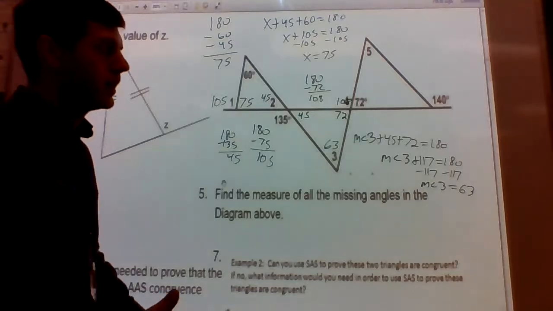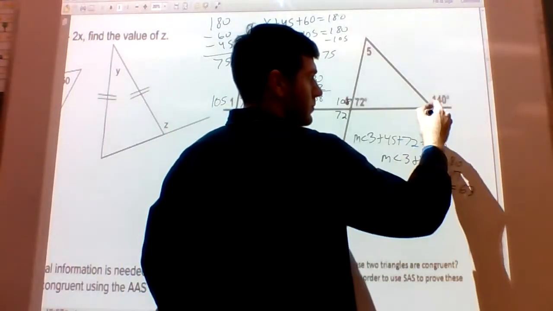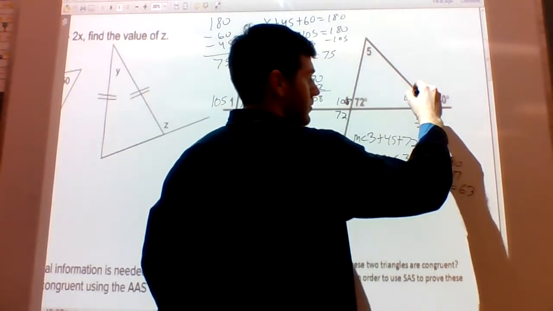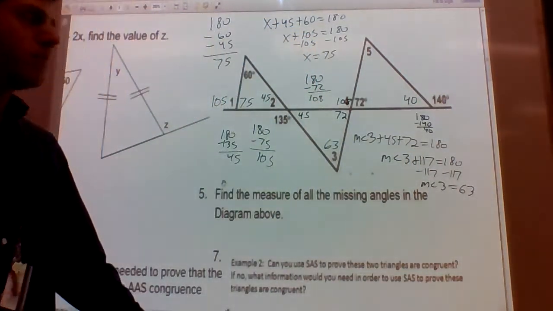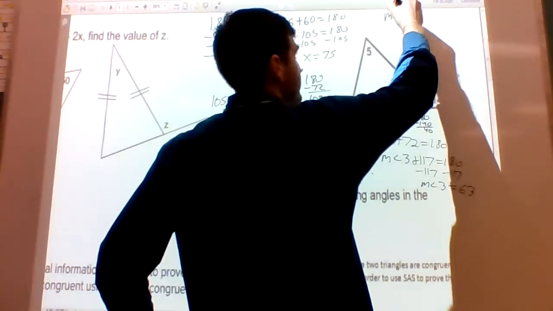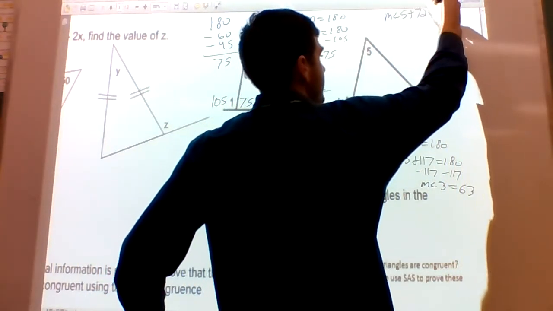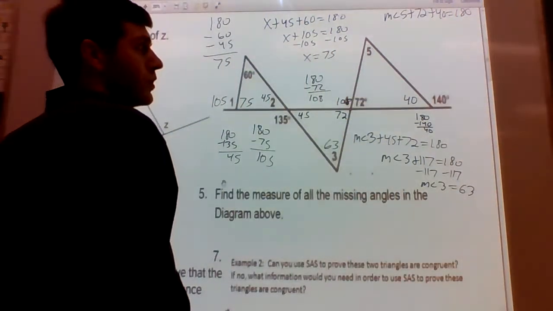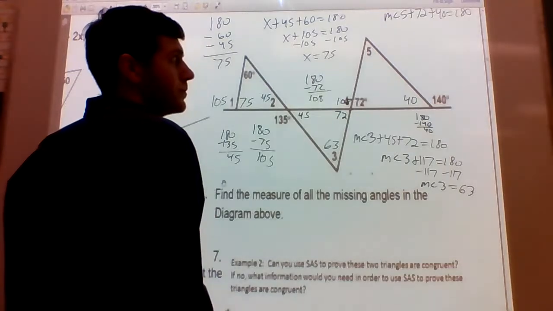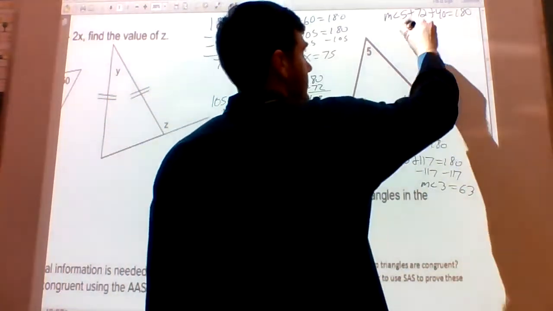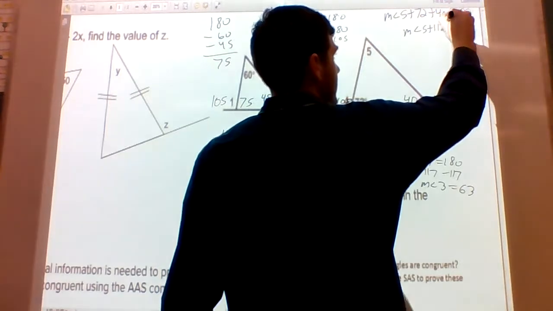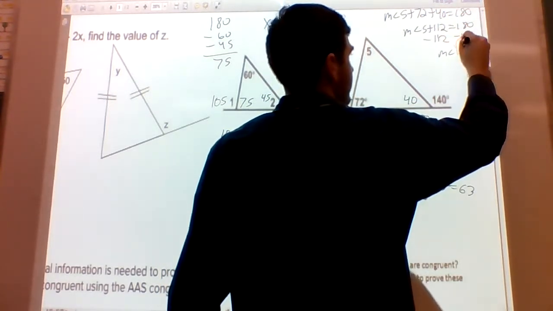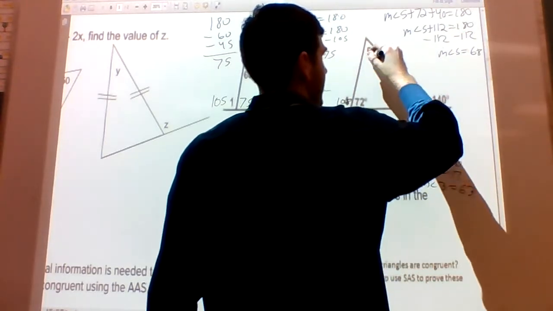So here we can do linear pair. 180 minus 140 is going to give us 40. Then we have the measure of angle 5 plus 72 plus 40 is going to be 180. 72 and 40 is going to give us 112. Minus 112. The measure of angle 5 is going to be 68 degrees.